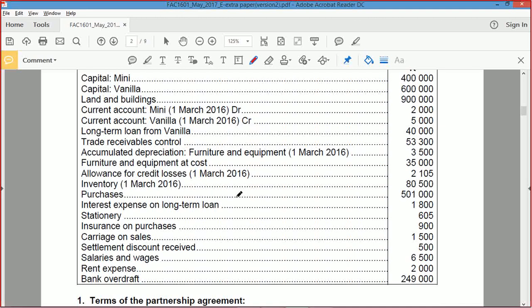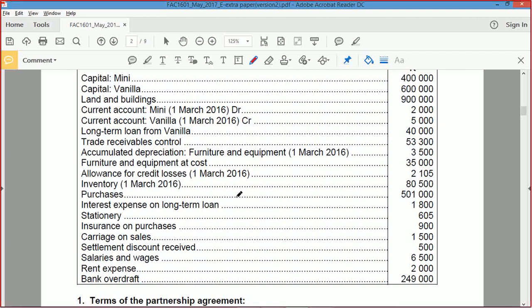Long-term loan. What is it? A long-term loan is a liability. Good. Non-current. So financial position, right? Yes. Trade receivables. It's a liability. Correct. Next. Accumulated depreciation. It's a negative... No, hold on. Did you say liability for trade receivables? No, it's an asset.